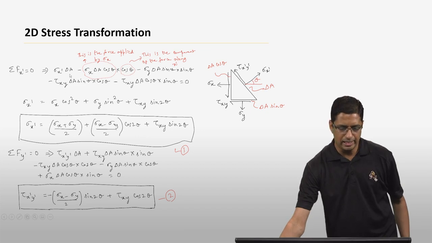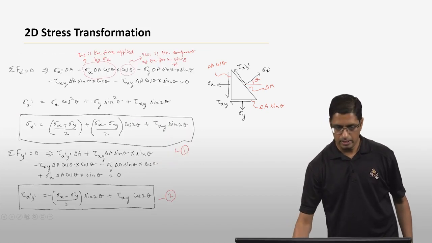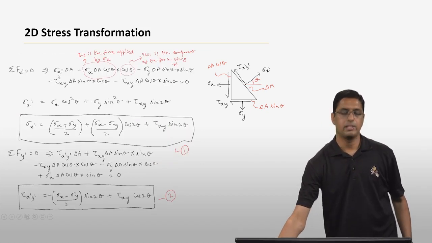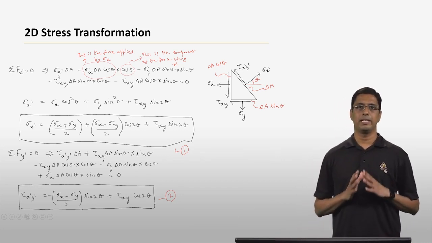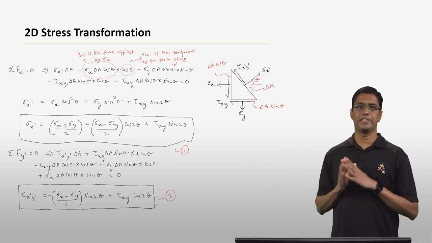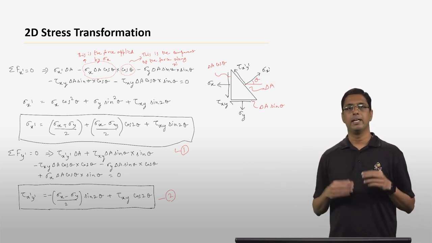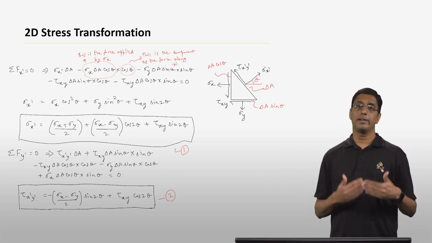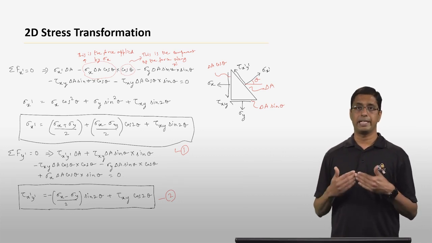So that is the first term here. Okay, that is the simplest term. It's very easy to figure out. It's just the stress multiplied by the area over which it is acting. Okay, that is the first term. Now we have to figure out what are the other forces in the x prime direction.